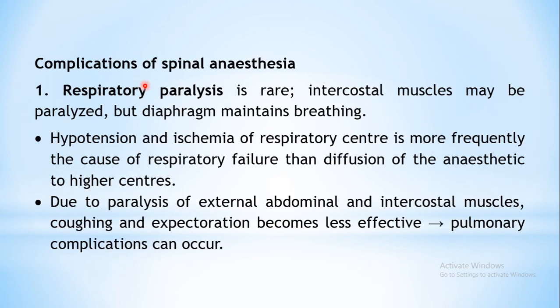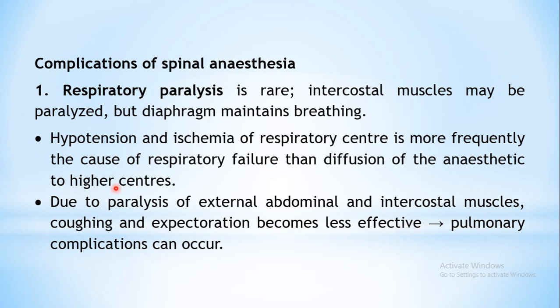Then coming to the complications of anesthesia. Now what are the problems which can be precipitated by spinal anesthesia? First problem is respiratory paralysis. This is rare to occur, but yes, it can occur. Intercostal muscles may get paralyzed, and the diaphragm, the dome shaped skeletal muscle, maintains the respiration. Now why is this respiratory paralysis taking place? Because of hypotension and the ischemia of the respiratory center. These are the reasons why this paralysis is taking place.